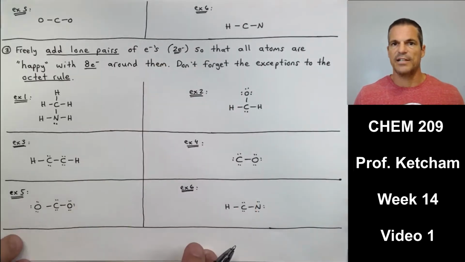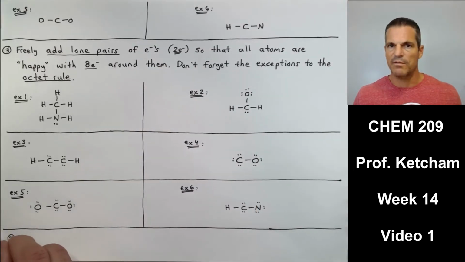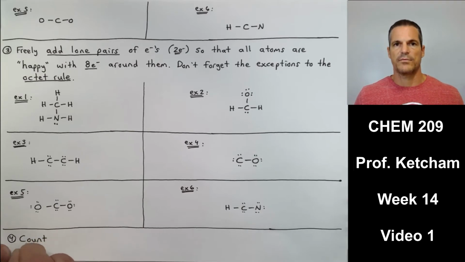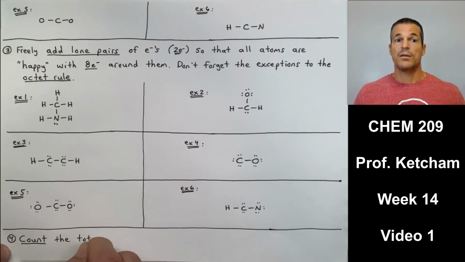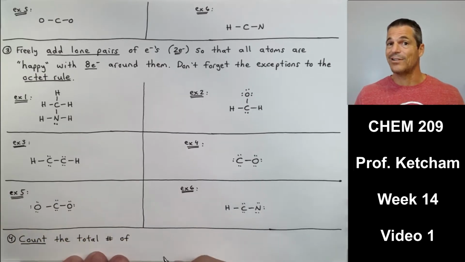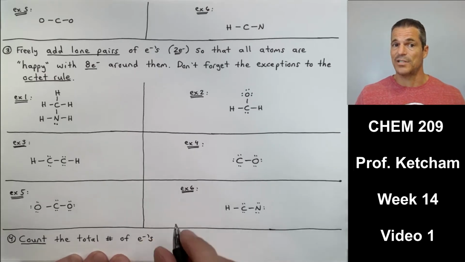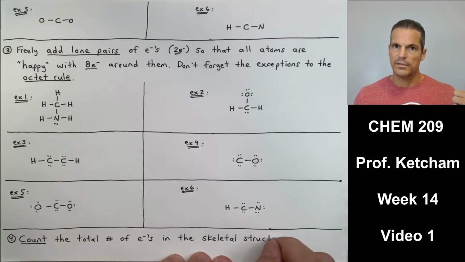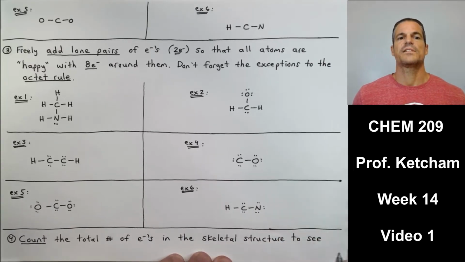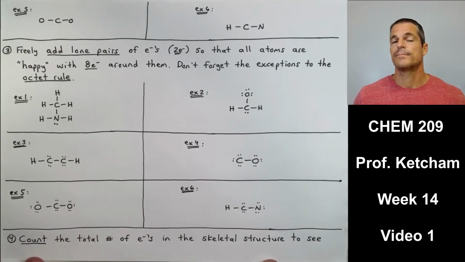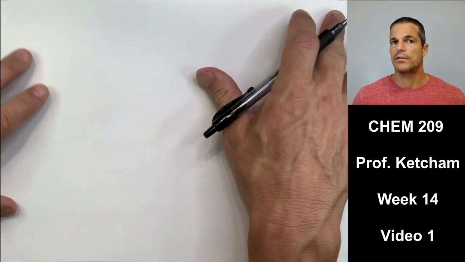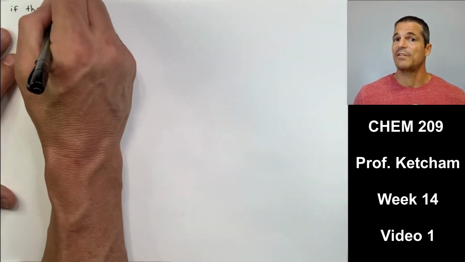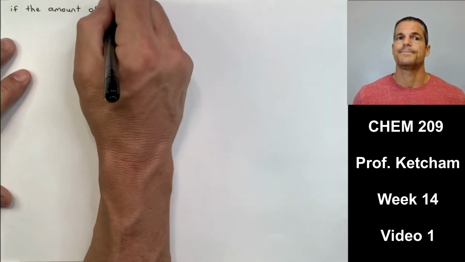I never counted the electrons. All I was doing was making everyone happy with 8 electrons around them. Rule number 4 is when I count to see how many electrons I just threw in there in total now, and I check it against rule number 1. So rule number 4 says count the total number of electrons, and then we compare it to the number of electrons that we're supposed to have in the end from rule number 1.